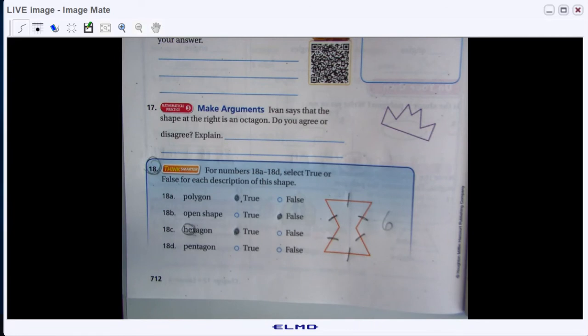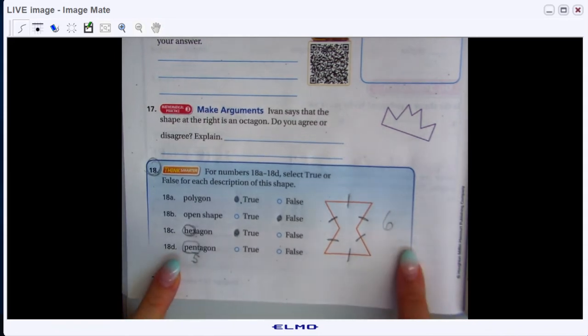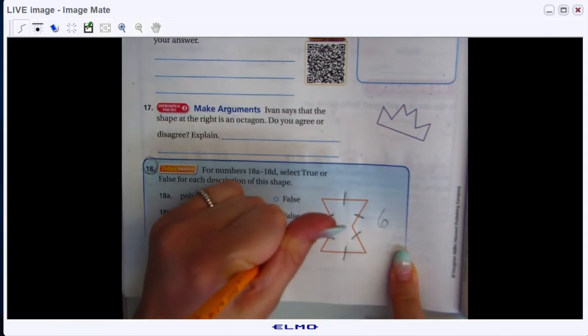And lastly, is this a pentagon, true or false? Well, we know that a pentagon has 5 sides and 5 angles, and we just counted this as having 6. So this is definitely not a pentagon.